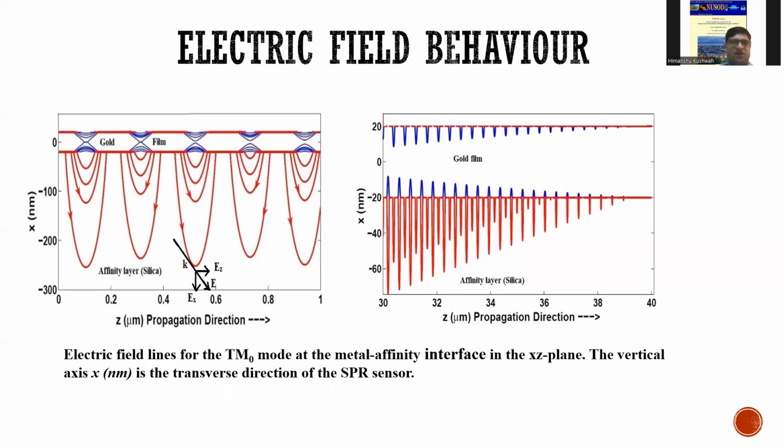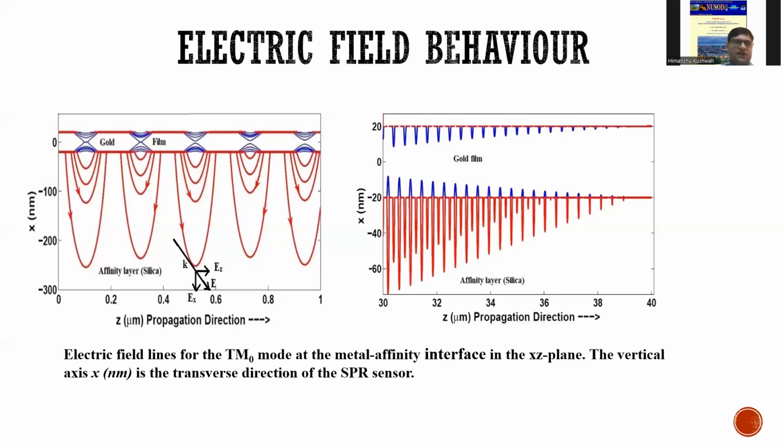These figures give the detailed view of the electric field lines over a propagation length of 1 micrometer. And the second figure shows the attenuation of the field lines due to the absorption at the metal affinity layer interface for a range of up to 40.6 micrometer. The field is completely absorbed after a distance of 40.6 micrometer, as we can see in this figure, which is the range of symmetric mode, TM0 mode, excited in the sensor. And we have calculated all this using the Mueller method.